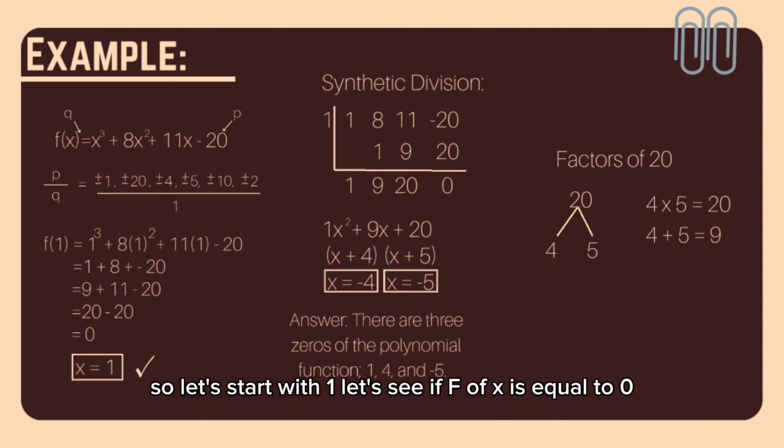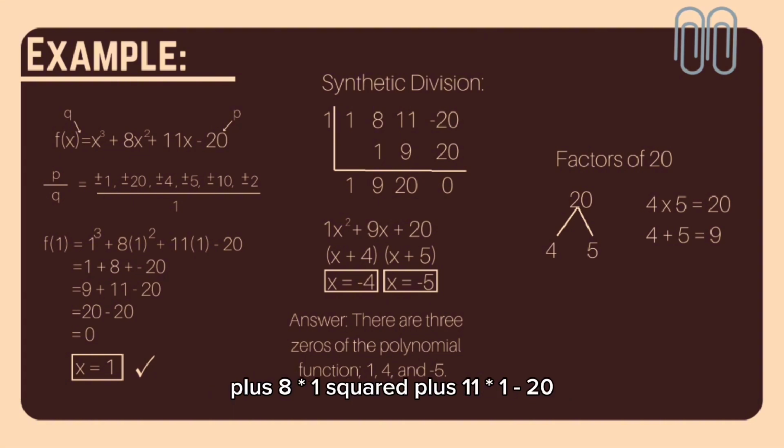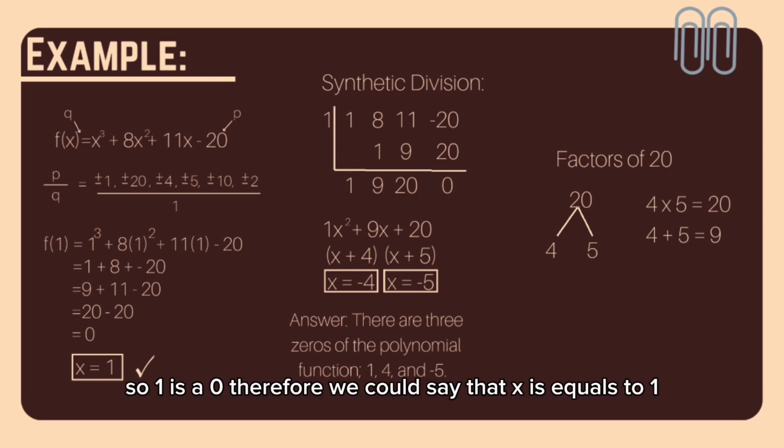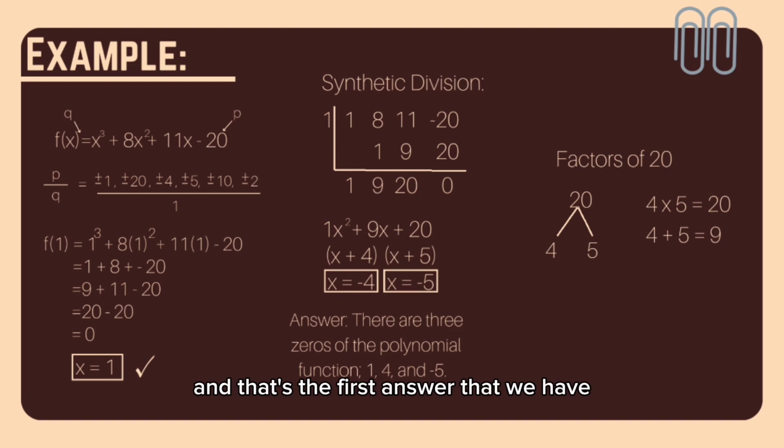So let's start with 1. Let's see if f of x is equal to 0. So it's going to be 1 to the third power plus 8 times 1 squared plus 11 times 1 minus 20. So 1 to the third power is 1. 1 squared times 8 is 8, and then this is going to be 11. 1 plus 8 equals 9. 9 plus 11 equals 20, and 20 minus 20 equals 0. So 1 is a zero. Therefore, we could say that x is equal to 1. And that's the first answer that we have.